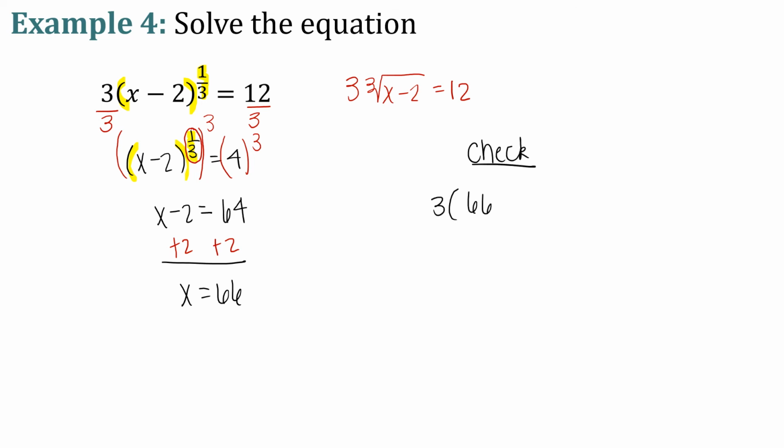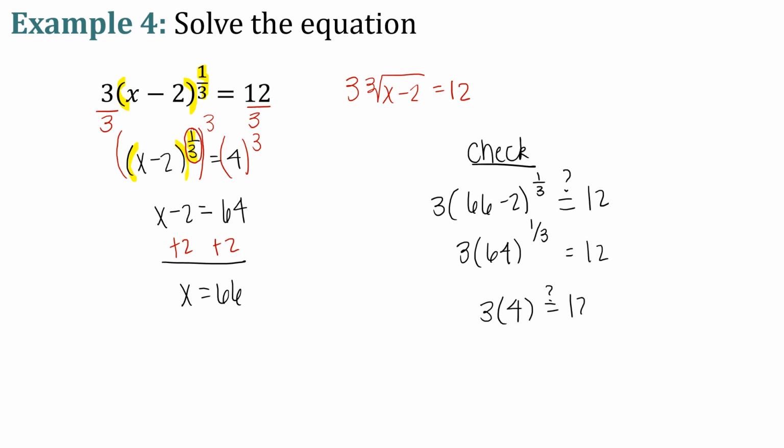3 times 66 minus 2 to the 1/3, does that equal 12? 66 minus 2 is 64. You can put the cube root of 64 in your calculator if you don't know that it's 4. And does 3 times 4 equal 12? Yes, it does. So now we have verified that x equals 66 is indeed our solution to this equation.